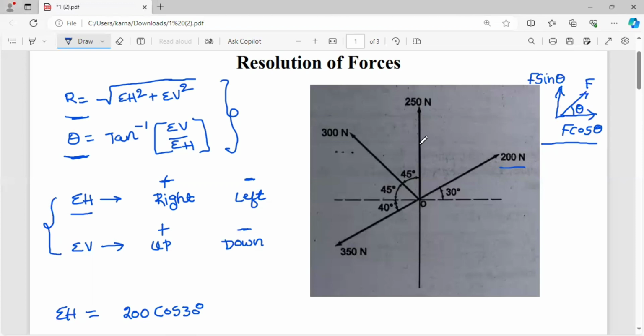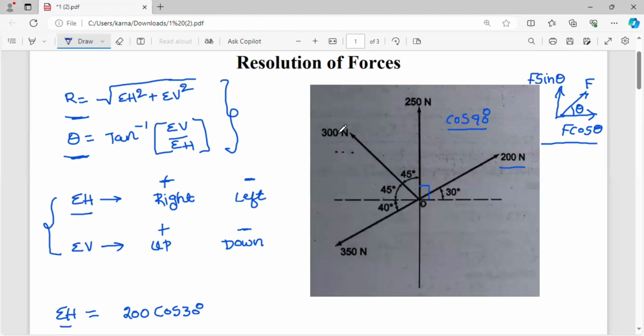Okay, next 250 newtons. 250 newtons is acting in the upward direction. The angle is how much? This angle is 90 degrees. What is cos 90? Cos 90 value is 0. So that entire term will become 0. That's why while calculating sigma H, vertical components will be negligible.